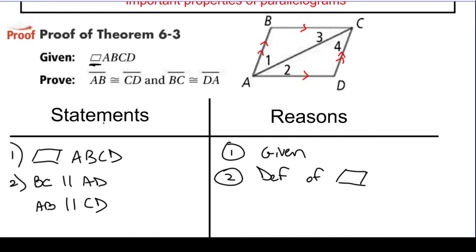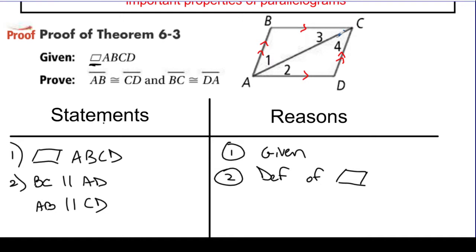So now I'm wondering, how can I use this definition? What I did was I drew this extra line in here called the diagonal. And when I did that, I created all of these other angles, and more importantly, I created triangles, because I know how to prove a lot of stuff about triangles.